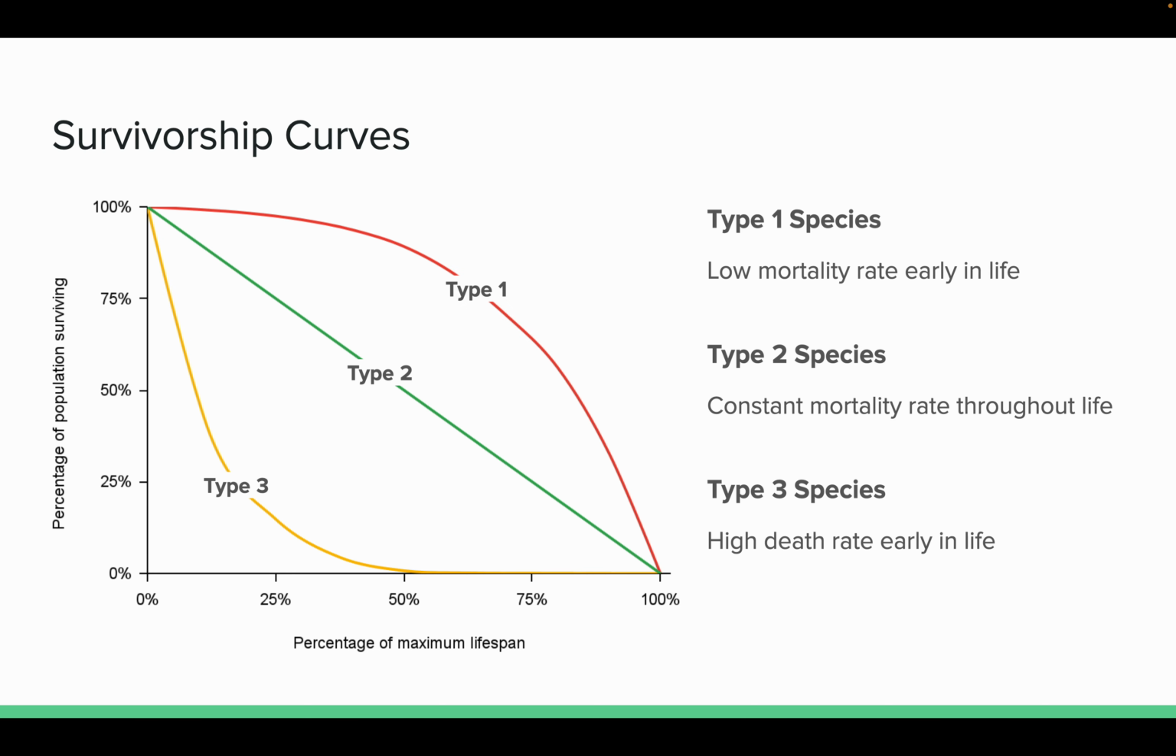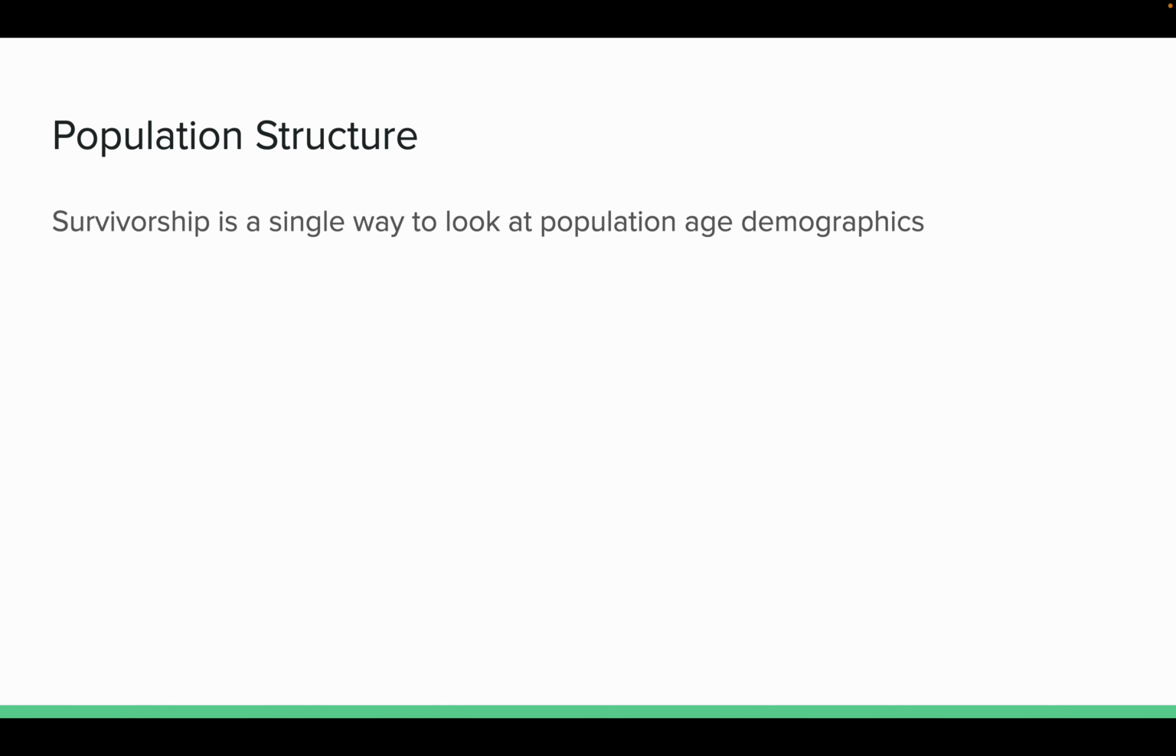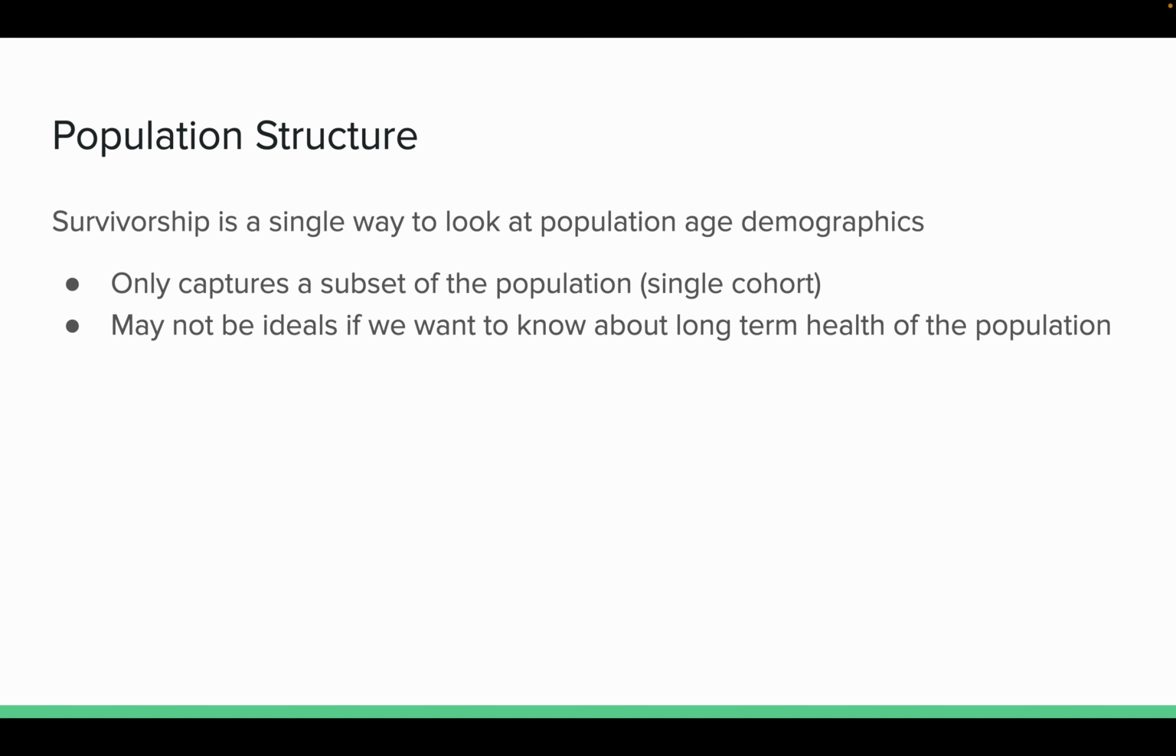All right, so that was population survivorship or cohort survivorship that we were looking at. We're now going to just take a quick look at population structure, which is slightly different to survivorship. So, just to recap, survivorship is a single way to look at a population's age demographics. And it only captures a subset of the population, i.e. a single cohort. This may not be ideal if we want to know about long-term health of the population as a whole.